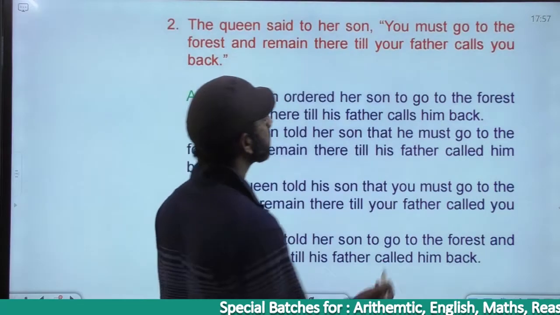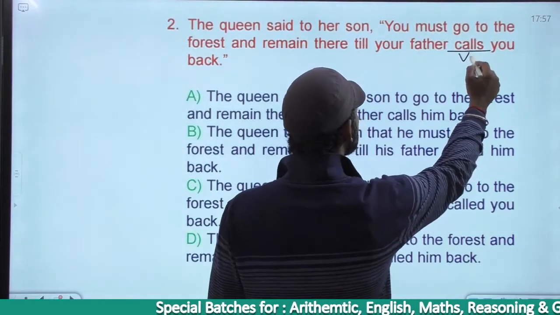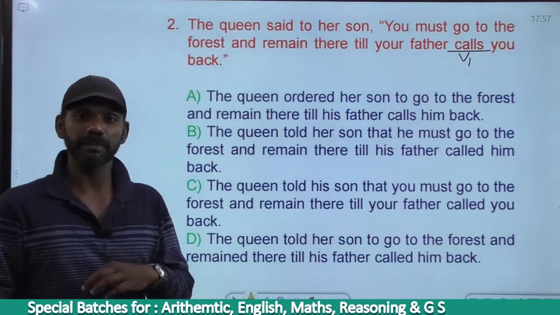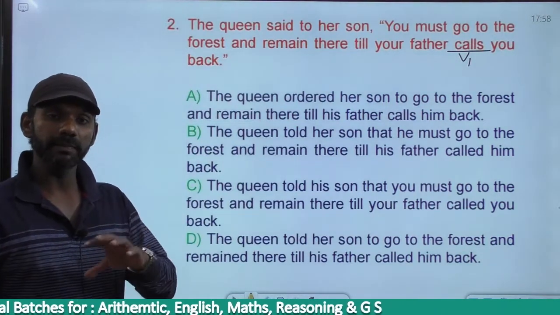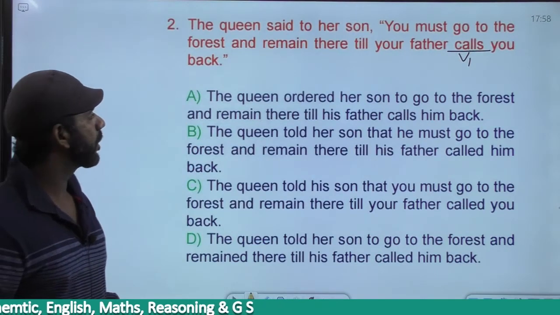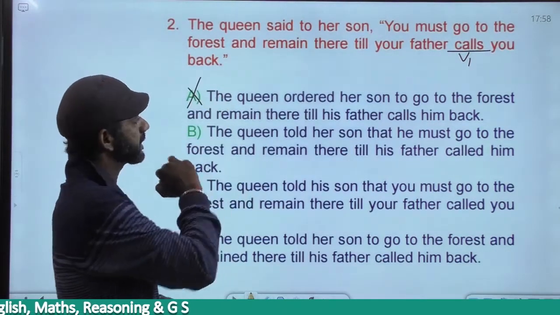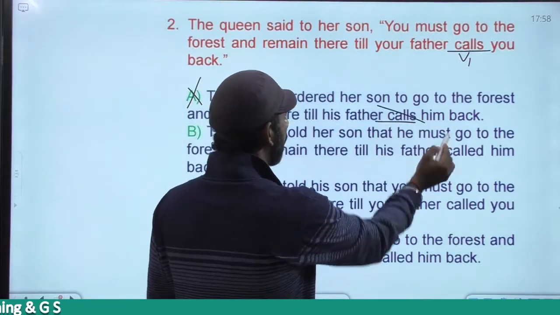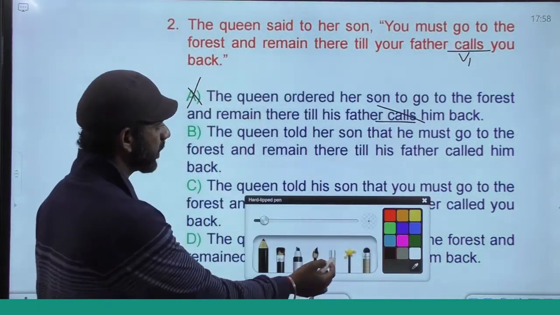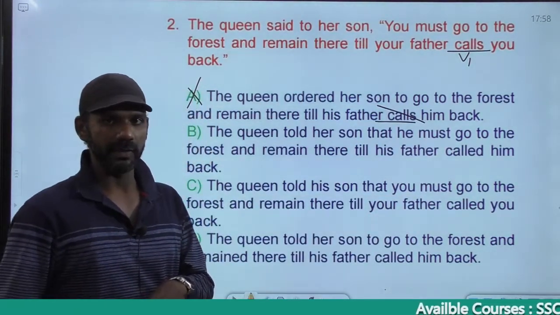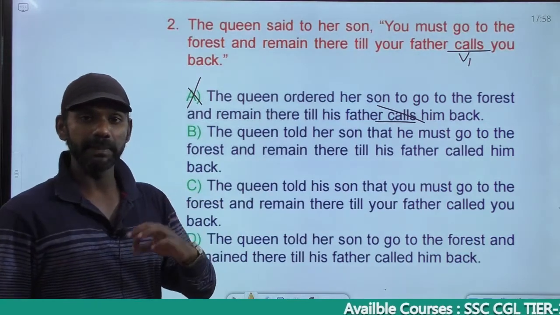Now, your father calls you back, calls is V1. Subject plus V1 is simple present. As per the rule, simple present must become simple past. Based on that, option A is eliminated. A says, till his father calls him back. Calls is V1. As you know, V1 and V2 will never come in the passive voice anyway. Simple present must become simple past.